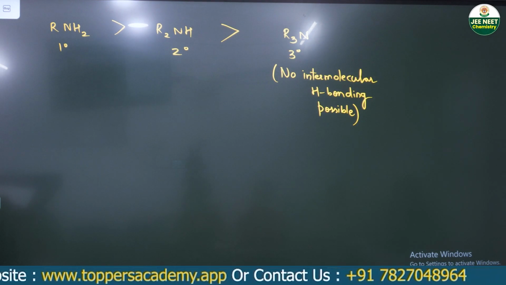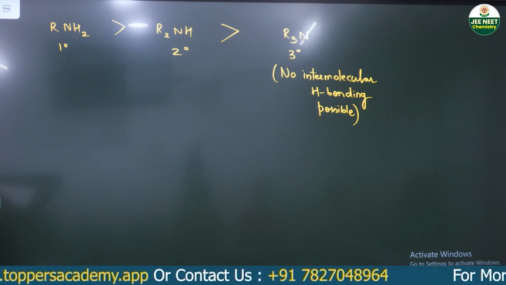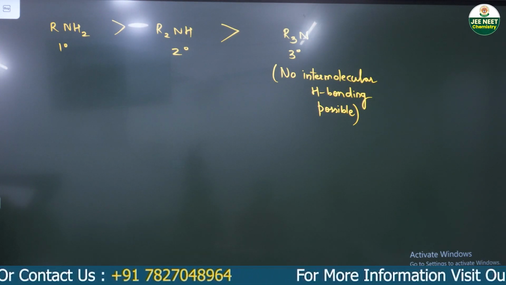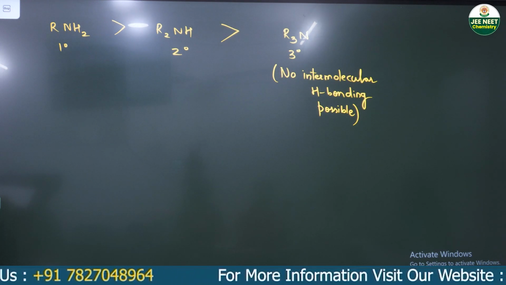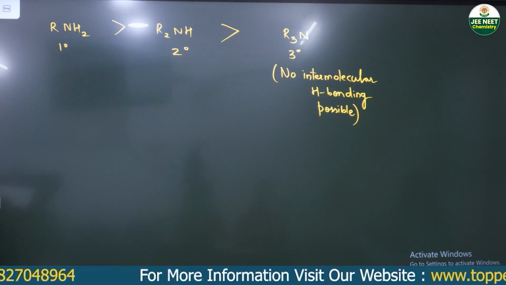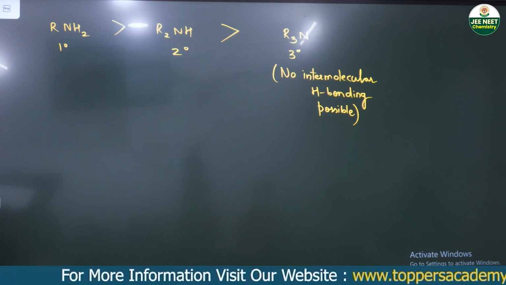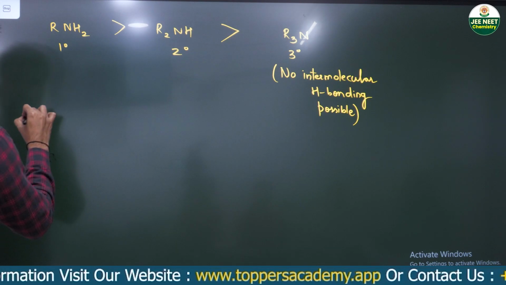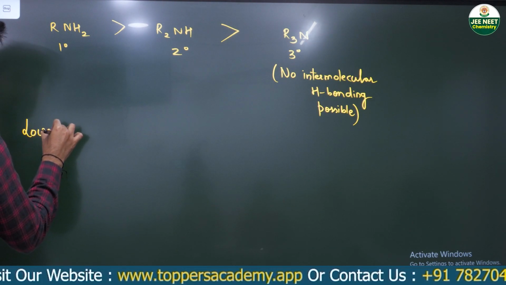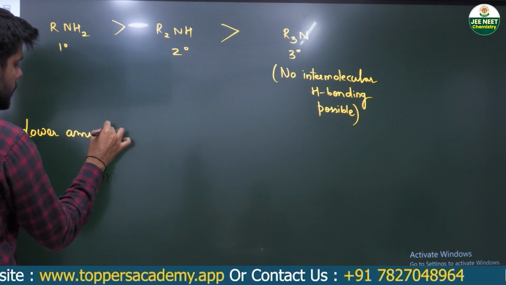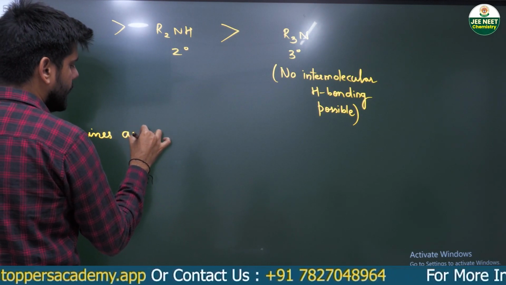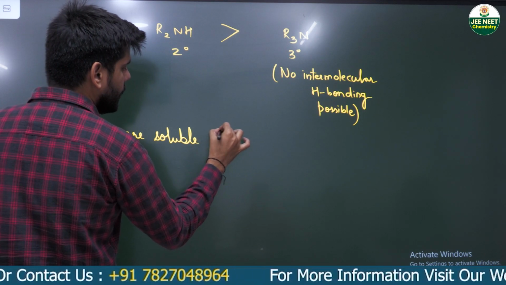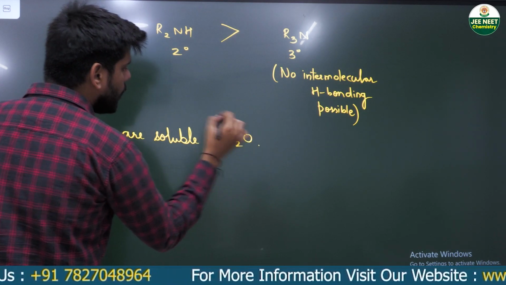And for the same reason of forming intermolecular hydrogen bonding, lower members of amines are soluble in water because they can undergo hydrogen bonding with water molecules. But as the size of the alkyl group increases, the non-polar part increases, which is hydrophobic, and the solubility decreases. But the lower amines are soluble in water, and the reason is intermolecular hydrogen bonding.